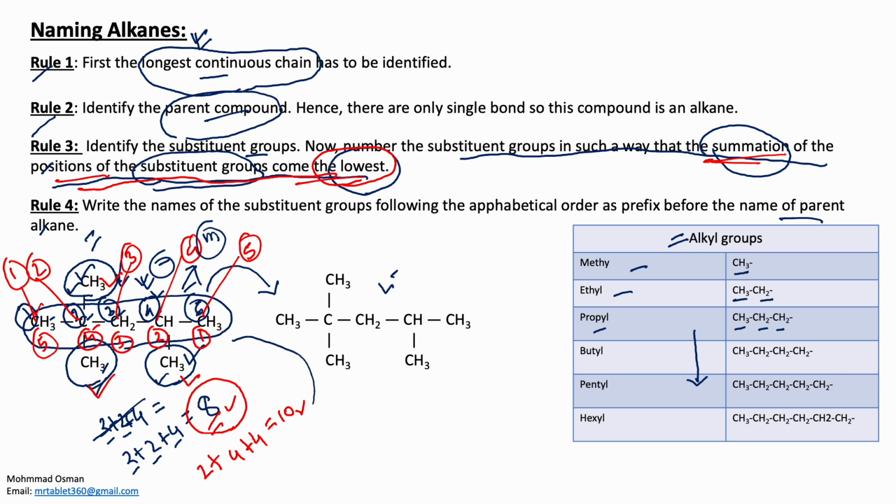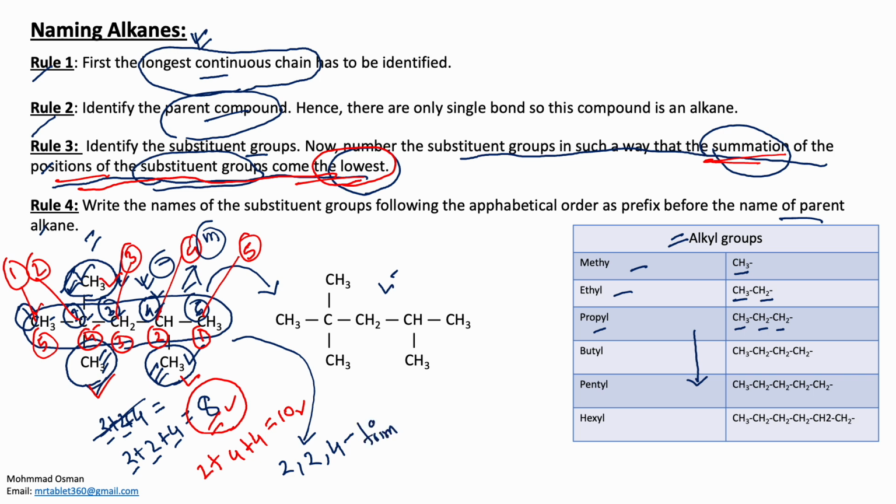So let's name this compound. We need to put the substituent groups first. We have two methyl groups at position 2, so it's going to be 2, 2. We have our third substituent group, which is also a methyl group, at position 4. So 2, 2, 4. Always remember to put a hyphen between a number and a word in naming of organic compounds. So 2,2,4-trimethyl.